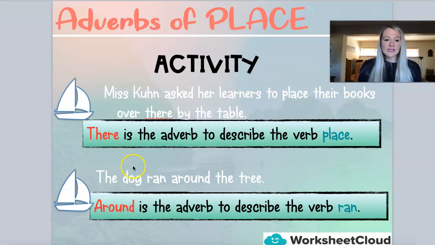Okay, the other sentence here, the dog ran around the tree. Around is the adverb to describe the verb ran. So it talks about how the dog ran. It didn't tell us how did he run.